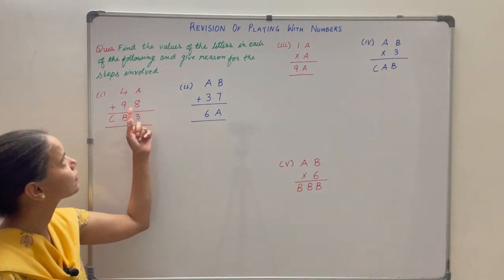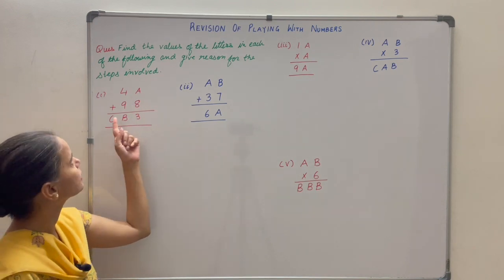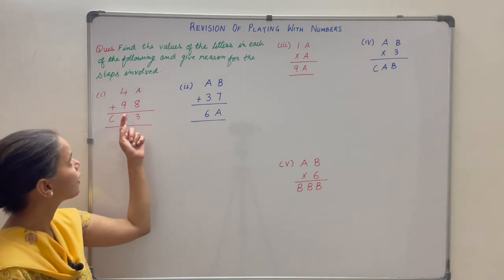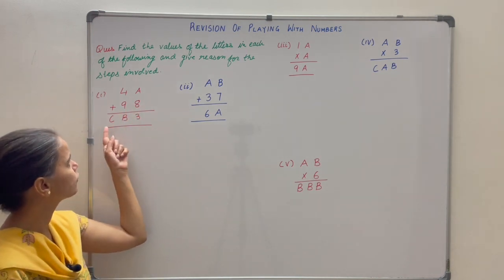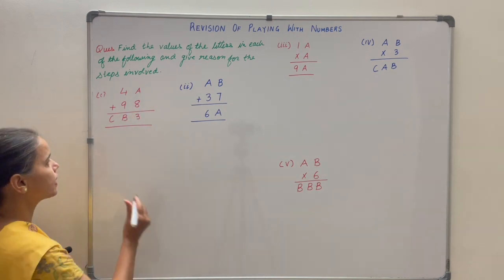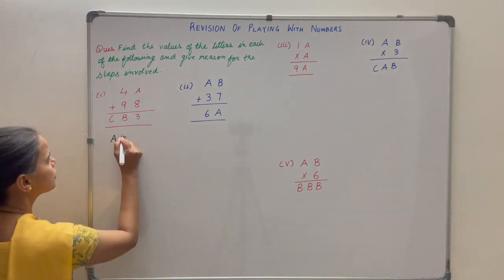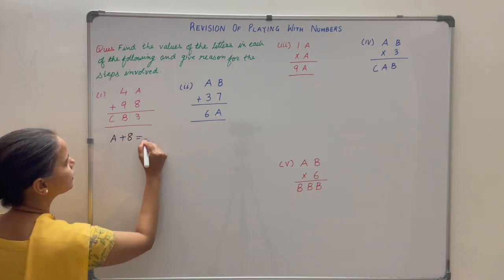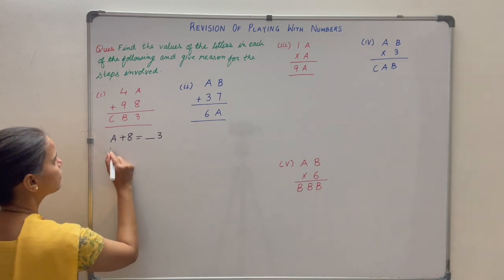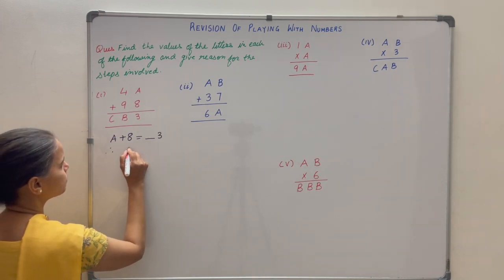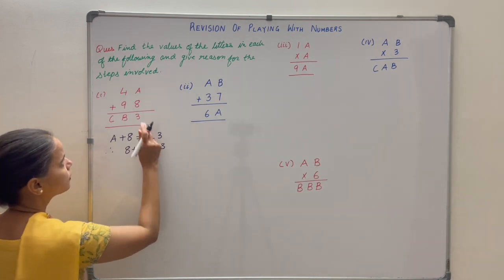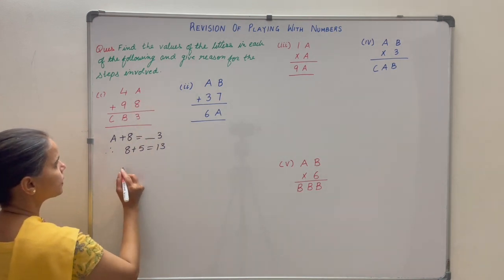Let us take this question. Find the values of the letters in each of the following and give reasons for the steps involved. So you have to add 4A plus 98 should give you CB3. So let us start from the ones place. A plus 8 should give you 3 in the units place. So the only possibility for A here is 5, because 8 plus 5 gives you 13. Now let us put the value of A here as 5.